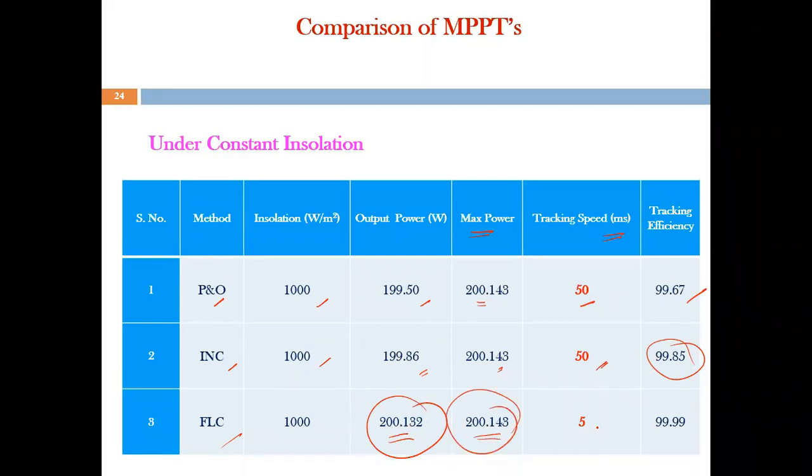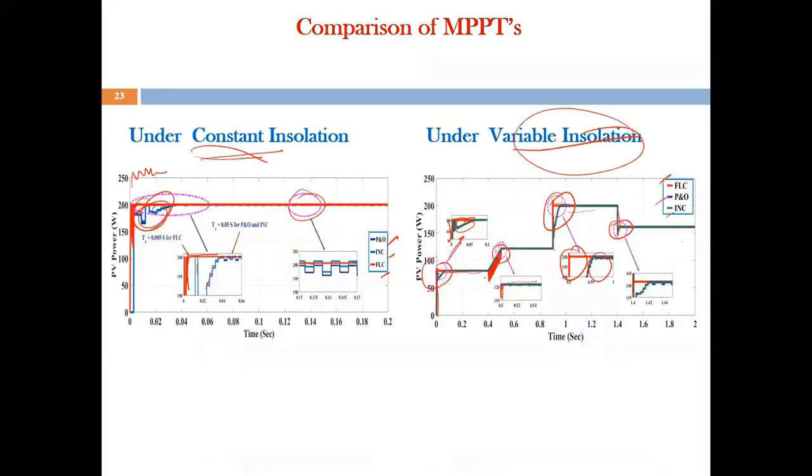And tracking speed is 5 milliseconds, whereas previously it was 50 milliseconds, and the efficiency is 99.99. So with the help of FLC, we are not only achieving a tracking efficiency of 99.99, we have also seen that tracking speed is very fast. That means settling time is much faster during constant insolation.